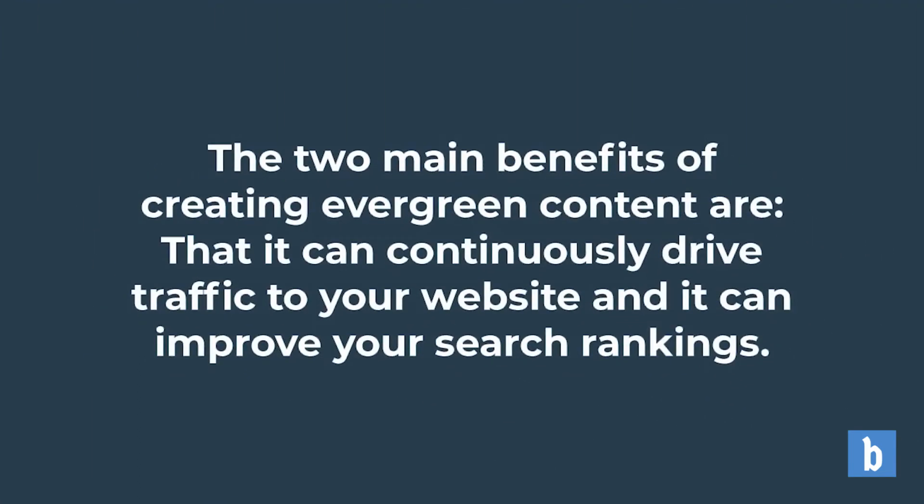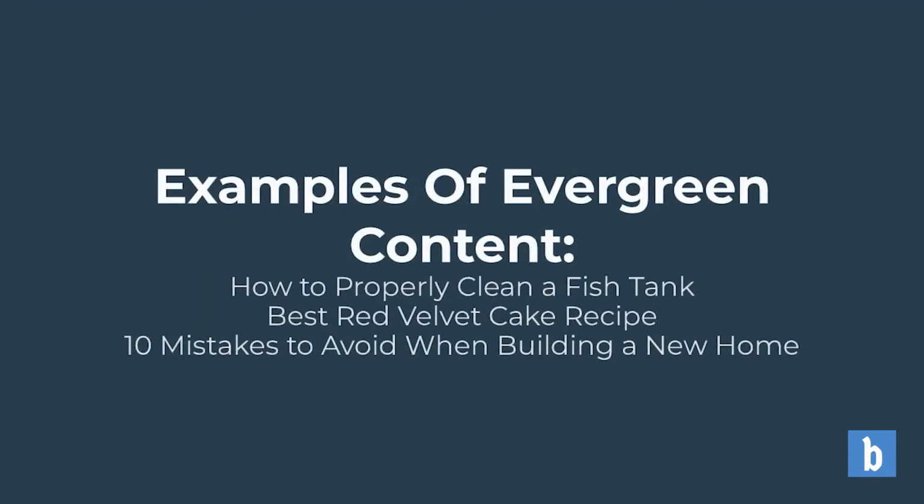The two main benefits of creating evergreen content are that it can continuously drive traffic to your website, and it can also improve your search rankings. Here are some examples of evergreen content. How to properly clean a fish tank, best red velvet cake recipe, 10 mistakes to avoid when building a new home. Now these could be article titles, and all of these articles will stay relevant for a large amount of time, if not forever, because of the type of content which is within them.